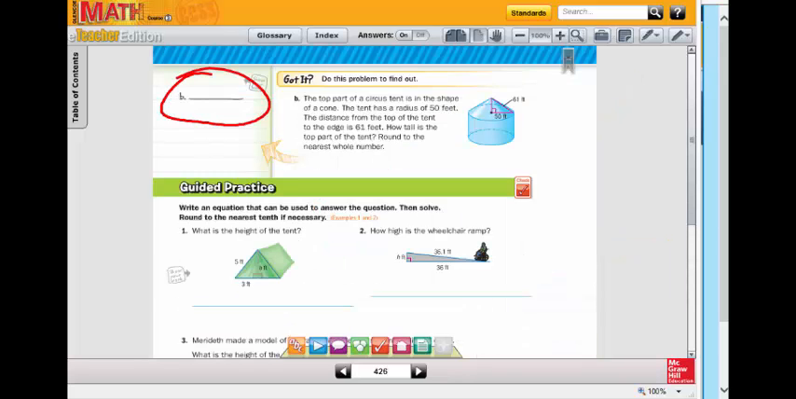Again, it would be a good idea to draw this over here larger so that you can see exactly what you have. We have 50 feet for a leg, and we have 61 feet for a hypotenuse, so we're looking for one of the legs. And right here is our right angle.